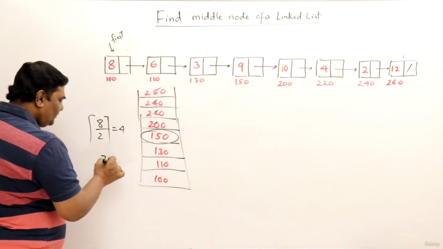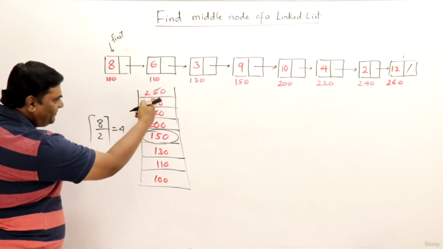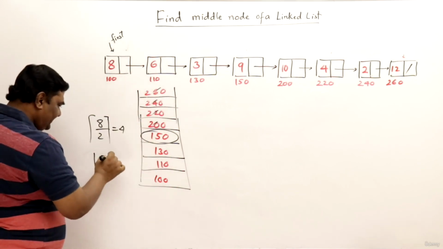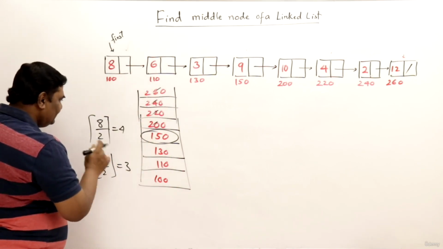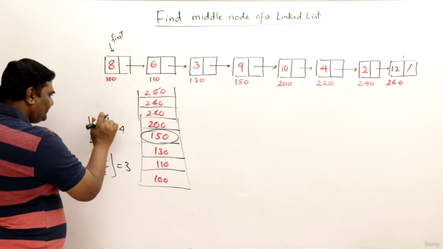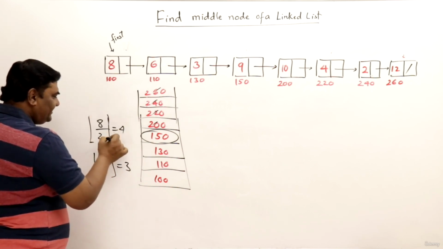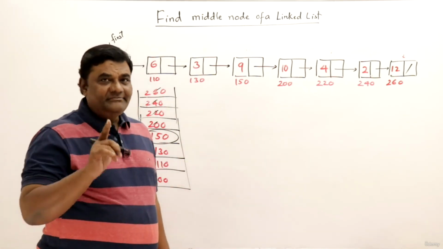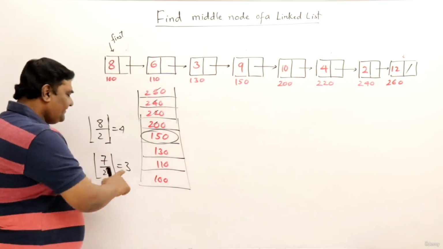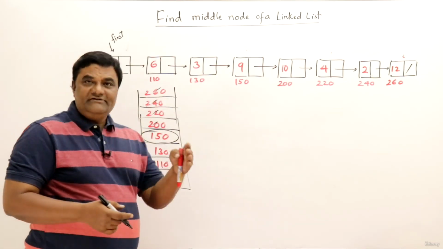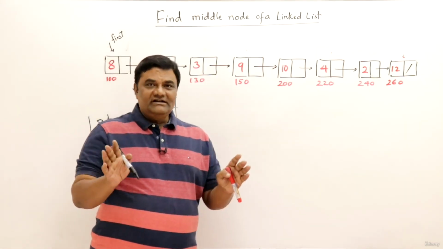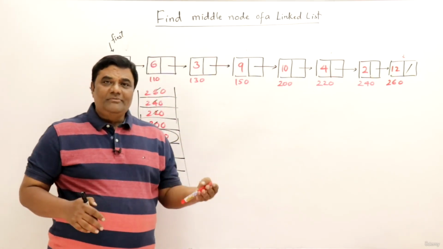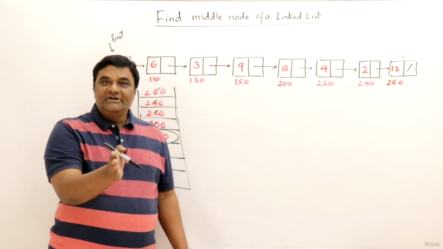So let us try it for 7 nodes. If 7 nodes are there, then I should pop out 3 nodes from this one. Then the 4th node will be the middle. So I should take it as floor, not as ceil. So for 8, floor or ceil is the same thing. So how many nodes I should pop out is the floor of 8 by 2 or 7 by 2. So if I pop out 3 nodes, then the 4th node will be the middle node. So this is another method. So take all these addresses inside the stack, then pop out half of the stack, then the middle node will be there.